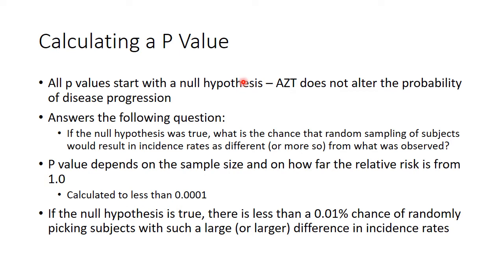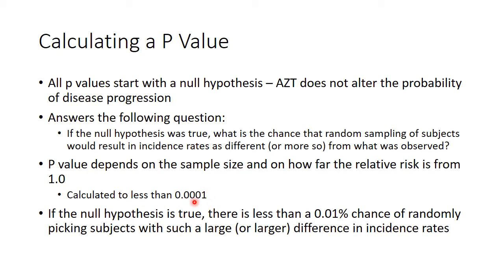You would probably come up with something either a little bit higher or a little bit lower. And so basically we're asking, if the null hypothesis is true and treatment doesn't change anything, what are the chances we're going to find a difference this big or larger? So again, the p-value depends on the sample size and how far the relative risk is from 1. In this case we calculate it to be less than 0.0001, which means there's a very, very low likelihood that the results we found were due to chance alone.